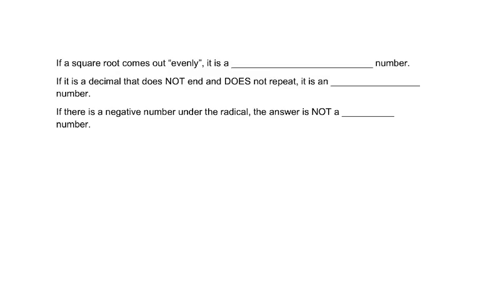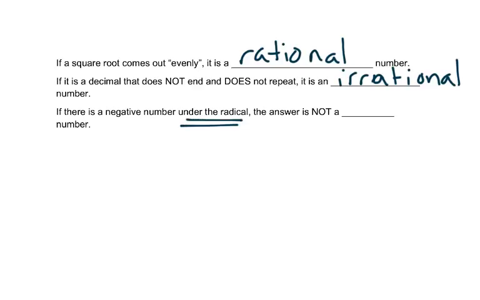If a square root comes out evenly, it's called a rational number. If it does not come out evenly, if it's a decimal that does not end and does not repeat, it's called irrational, or not rational. If a negative number is under the radical, inside the radical, then the answer is not a real number.